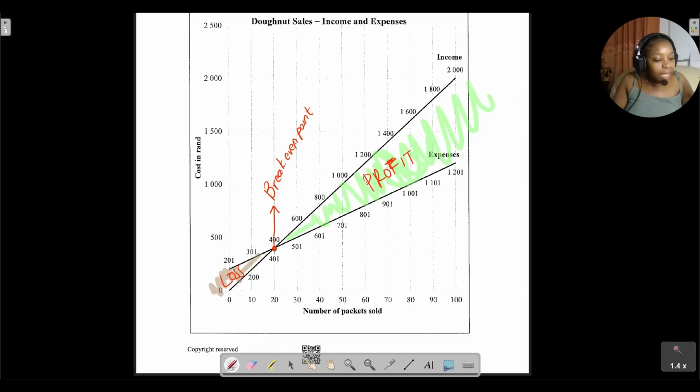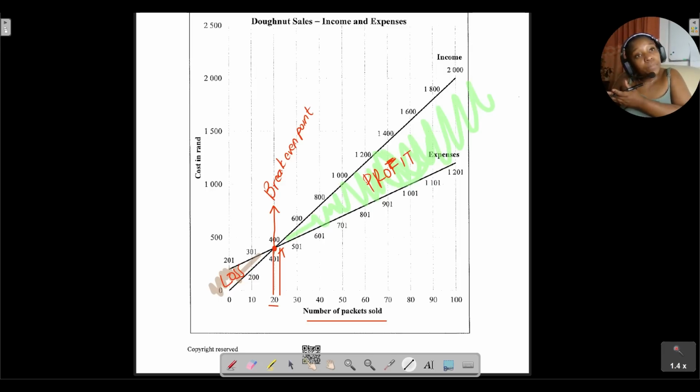If the question is asking us how many packs of donuts this business must sell in order to make a profit, you shouldn't say that the business must sell 20 packets. No, it is advisable to always go 1 unit higher. So in this case, the business must sell 21 packets of donuts for the business to start making a profit.